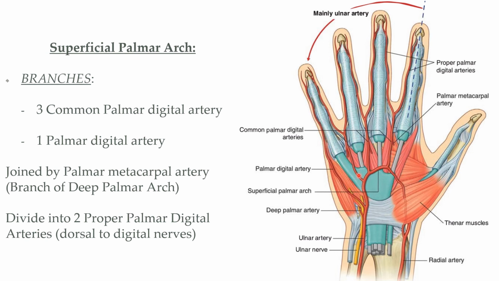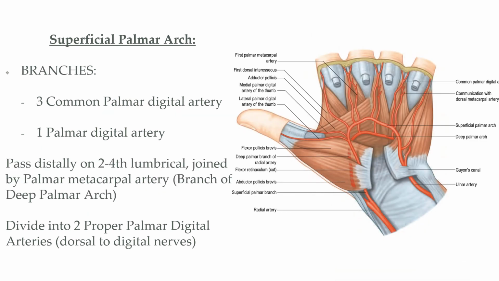The common palmar digital arteries run distally along the second, third and fourth lumbrical, and when they reach the level of metacarpophalangeal joint, that is the interdigital cleft, they divide into its terminal branches, which are called as proper palmar digital branches. These common palmar digital arteries are joined by palmar metacarpal arteries, which are the branch of deep palmar arch.